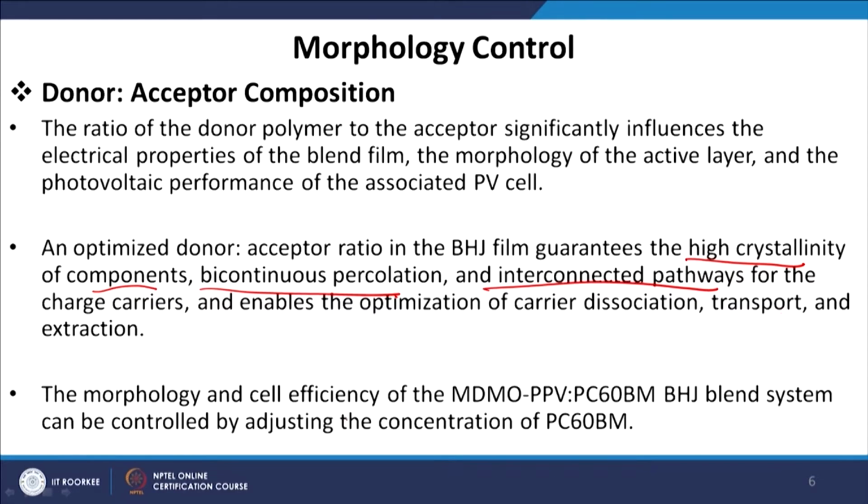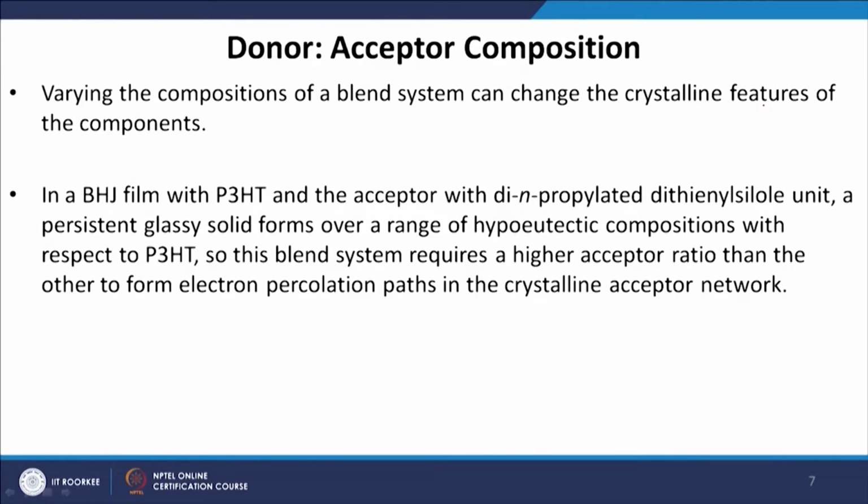The morphology and cell efficiency of the MDMO-PPV to PC60BM BHJ blend systems can be controlled by adjusting the concentration of PC60BM. As I mentioned, if I take the polymer to PCBM ratio as 1:1, or if I take a ratio of 1:4, the morphology of the resultant films will be way different, and the efficiency can be controlled just by simply changing the donor to acceptor ratio. Varying the composition of a blend system can change the crystalline features of the components.